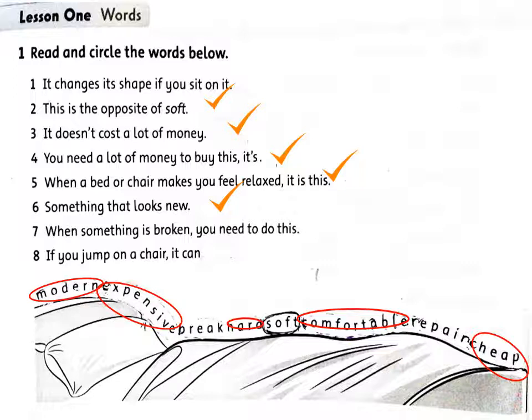Now look at number 7. When something is broken, you need to do this. If you want to fix something that has broken, you need to what? Repair. Good. Let's move on to the last sentence. Sentence number 8. If you jump on a chair, it can what? It's very dangerous. So it may cause you some trouble. So it's break. Good. We have finished homework part 1, so very good. Now we come to part 2 in the next slide.